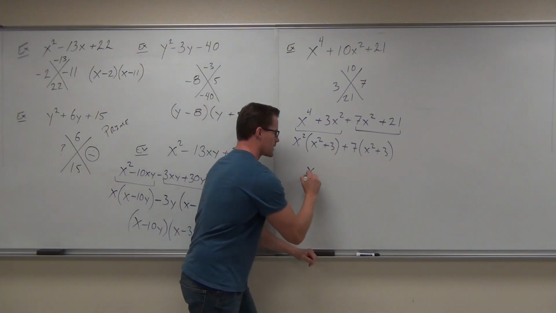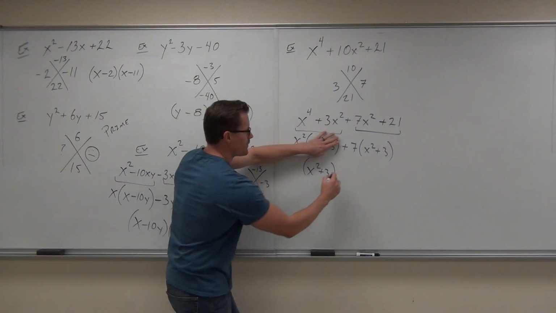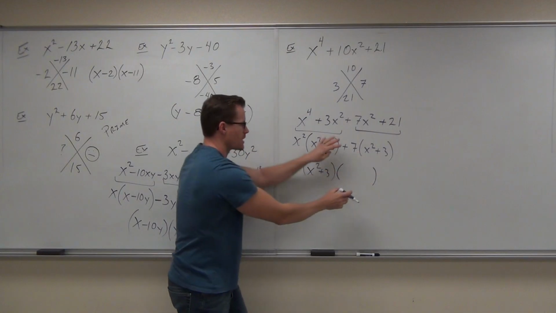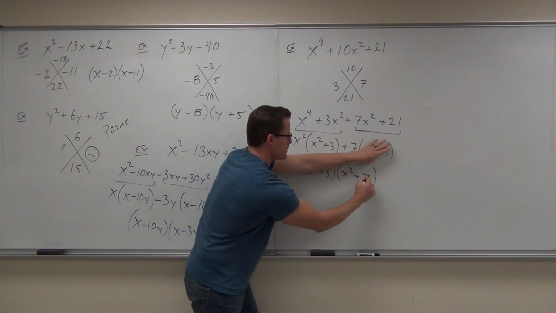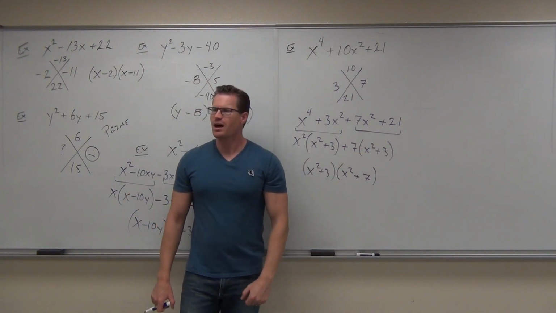If I factor out the x squared plus 3, as we've done many times before, I remove this by factoring by division. Remember, factoring always creates another set of parentheses. I remove this, I get x squared. I remove this by factoring by division, I get plus 7, and that's completely factored for you. Isn't that kind of nice? Kind of weird, right?